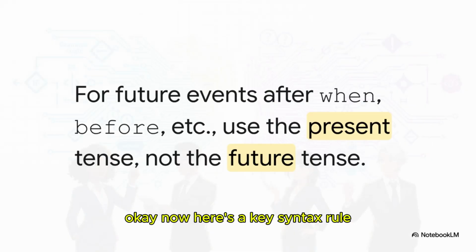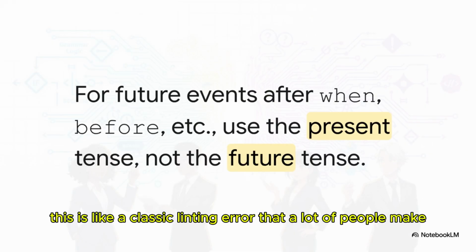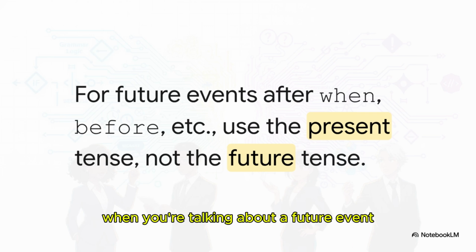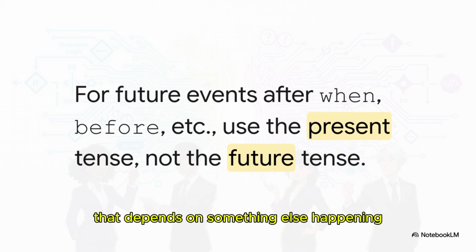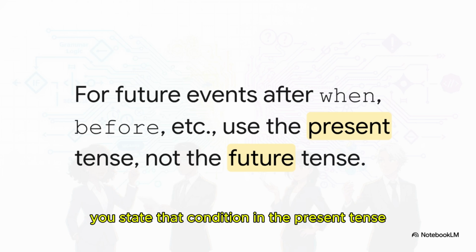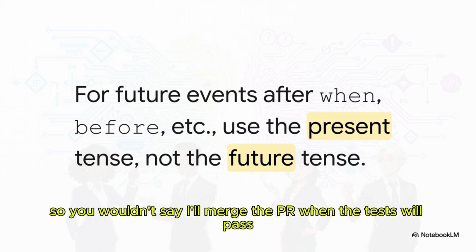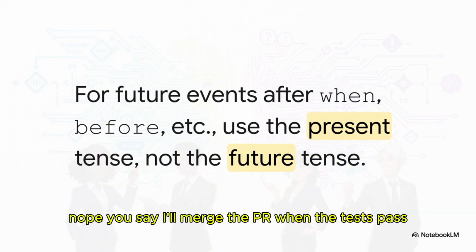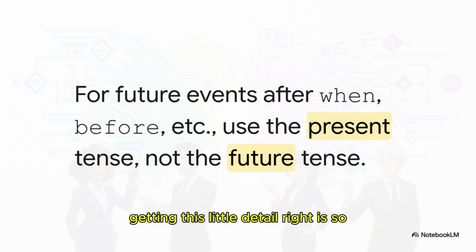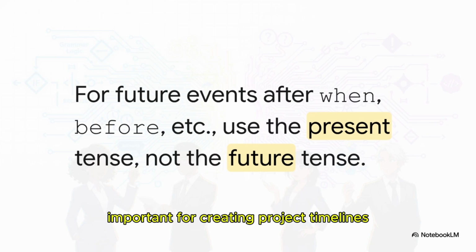Okay, now here's a key syntax rule. This is like a classic linting error that a lot of people make. When you're talking about a future event that depends on something else happening, you state that condition in the present tense. So you wouldn't say, I'll merge the PR when the tests will pass. Nope, you say, I'll merge the PR when the tests pass. Getting this little detail right is so important for creating project timelines that everyone actually understands.